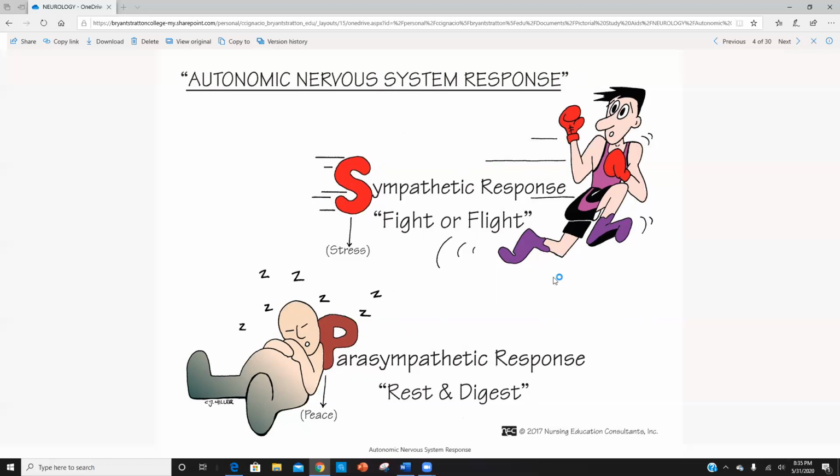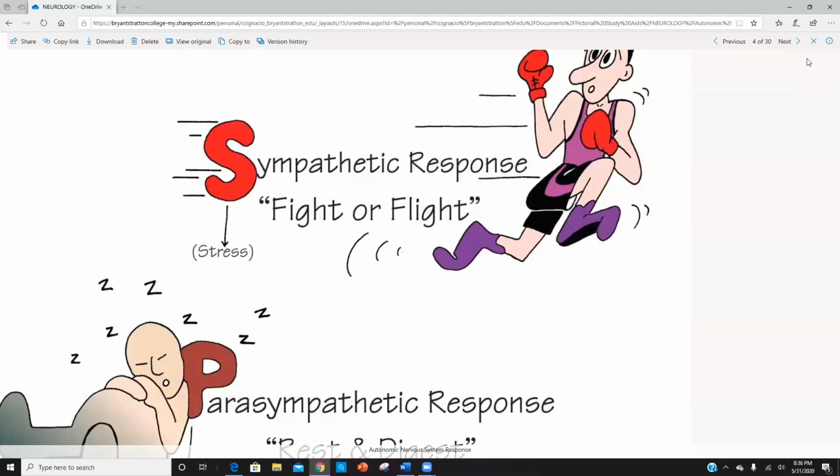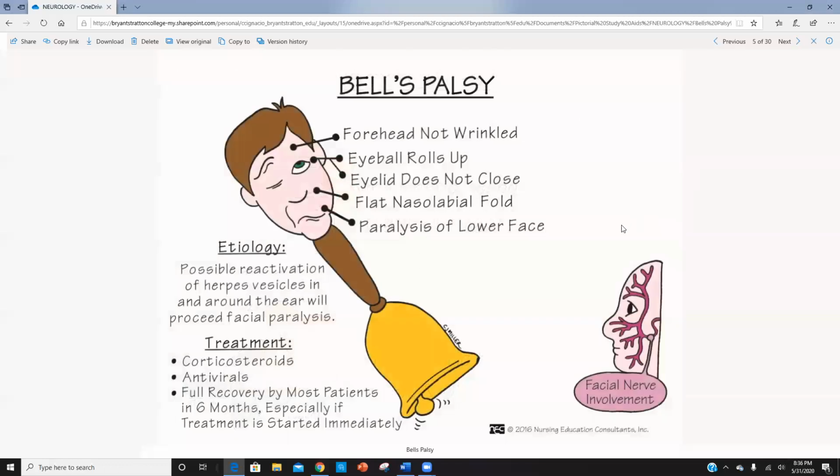Okay, again, so the sympathetic is fight or flight. That is your stress response. And parasympathetic response is rest and digest, and this is showing you peace. Okay, let's look at the next slide. And so this slide is speaking to Bell's palsy.